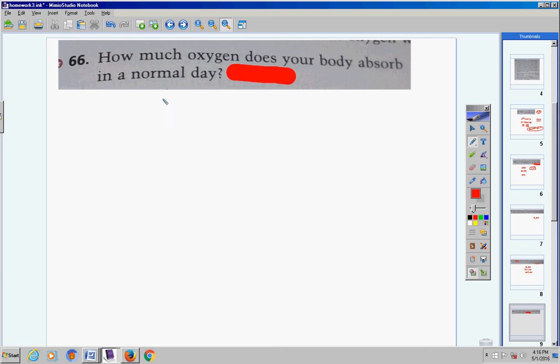How much oxygen does your body absorb in a normal day? So we're not talking about exercising, a normal day. All right, well guys, this is really, really easy. Go back up to the information above number 64. It tells you, now, first of all, it says absorb, okay?